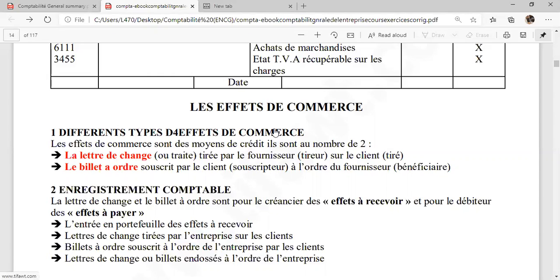So what happens in this one, le billet à ordre, is that the client writes up everything, all the terms and conditions, and specifies the date, and simply gives it to the fournisseur. So at the date demanded, the fournisseur can simply go to the bank this person was banking with and demand for the funds that this person owed. So I hope you are able to see the difference between these two.